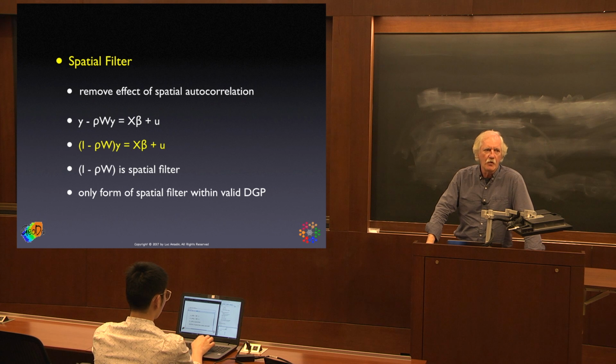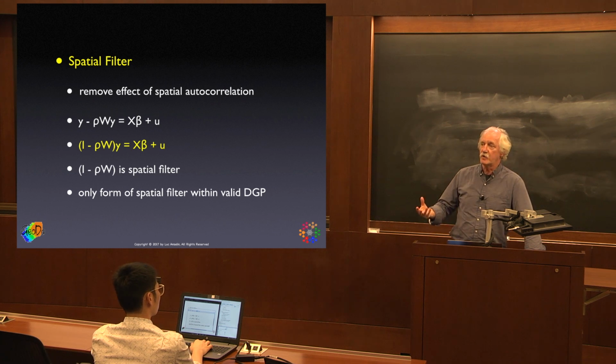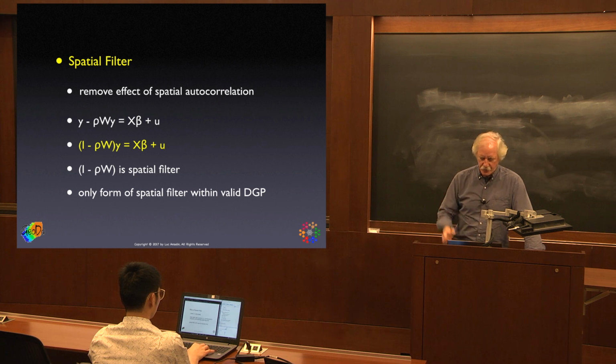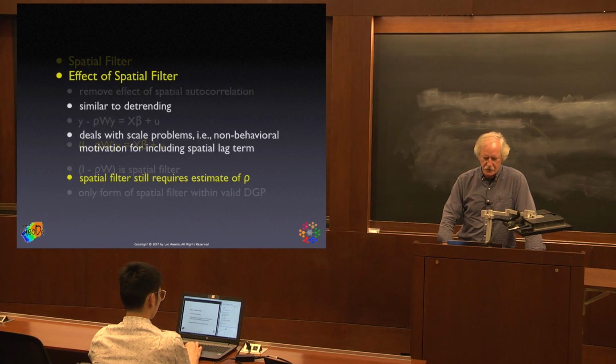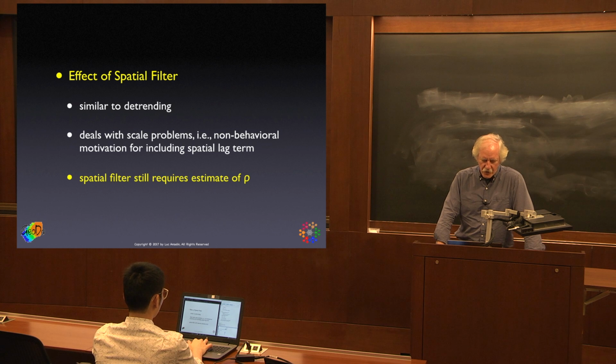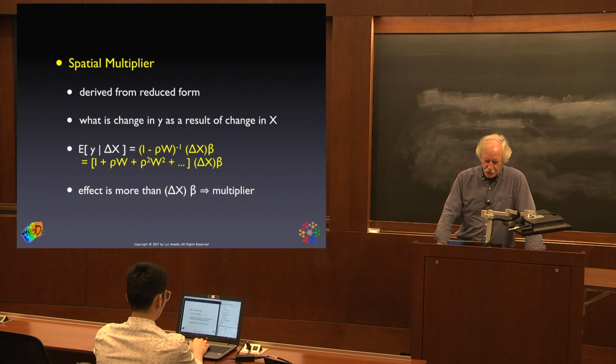There's also no data generating process for eigenvectors per se, since they depend on the weights matrix. So you would have to have a data generating process for the weights matrix, which is typically not done since it's exogenous. So it's typical 2D trending. It's a way to deal with the scale problem, as I mentioned before, but we still need to estimate rho.